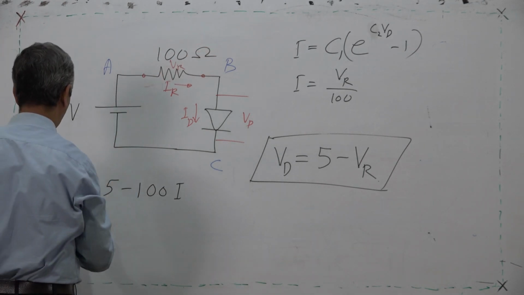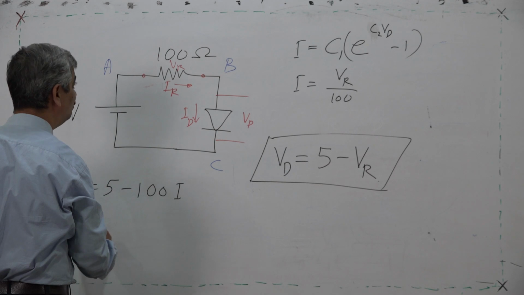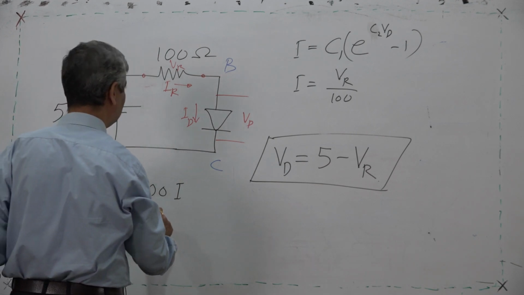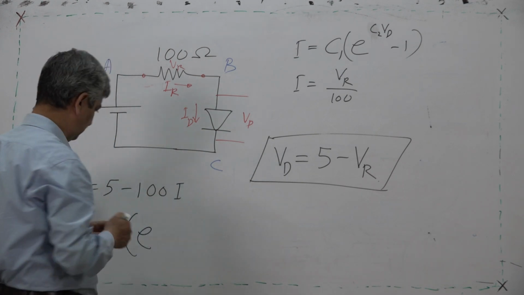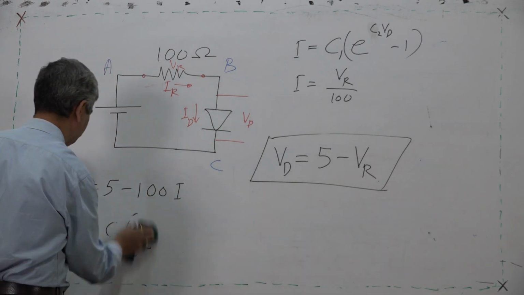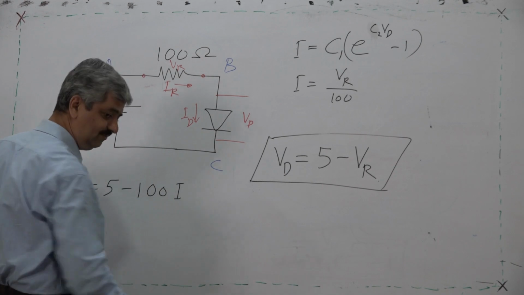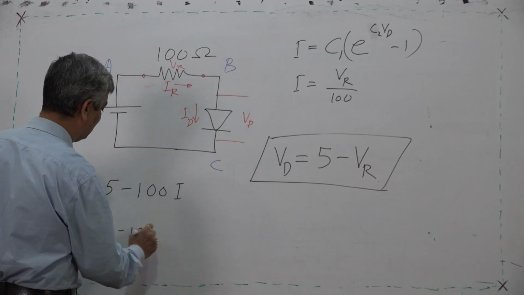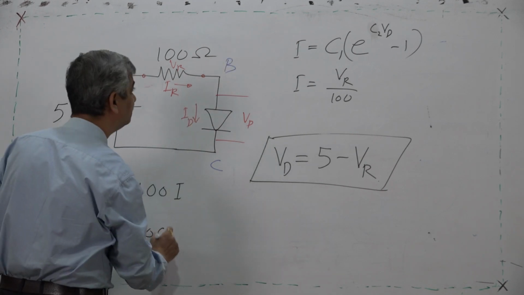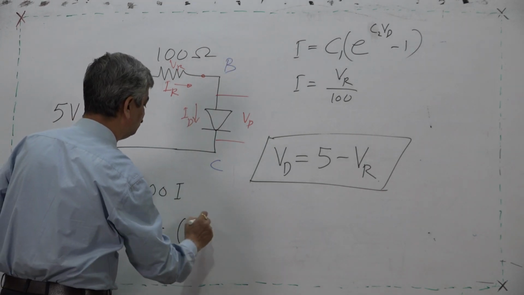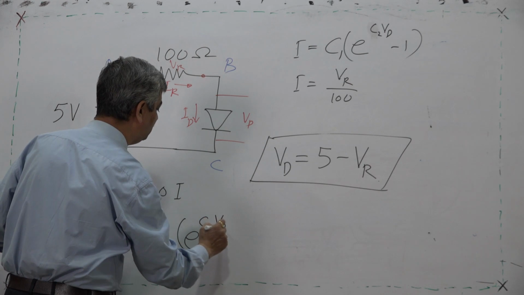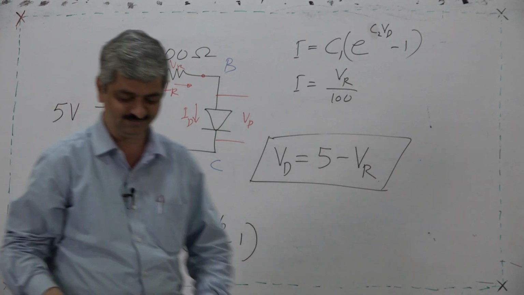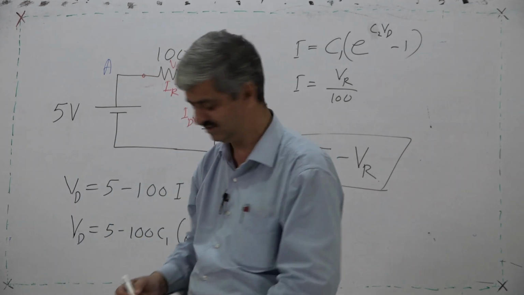Given there. So, VD is equal to, just a minute, I would like to change, I have forgotten 5: VD is equal to 5 as it is, minus 100 C1 e raised to C2 VD minus 1. So, ultimately we got it.